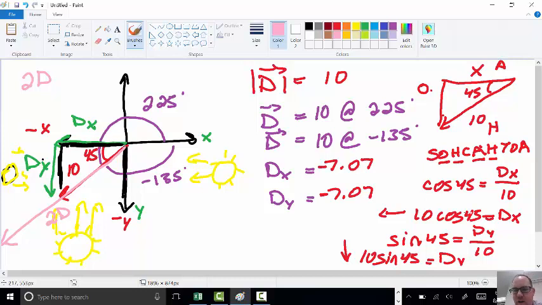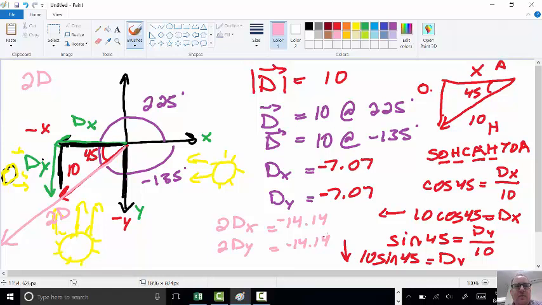And so if you think about it, back over here, if I wanted to know what 2dx and 2dy are, they'll also be twice as big. This will be negative 14.14, and this would equal negative 14.14. So when you're multiplying vectors by a number, the vector just gets that big by that multiple. So if it's 2d, it's not 10 anymore, it's 20. And what's interesting is the components also change by that same factor.